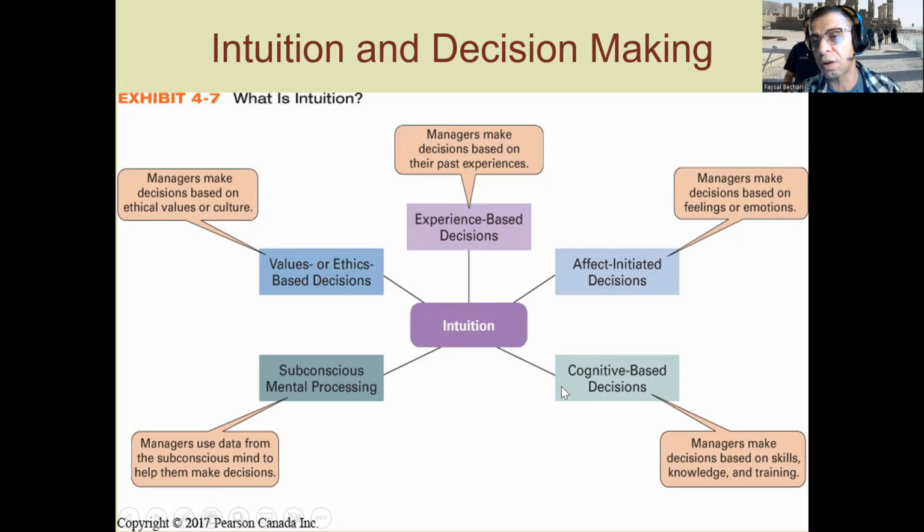The other basis is a cognitive-based decision, which we try to show, but most of the time we might not feel comfortable presenting it as an affect-initiated decision, so we want to make it a cognitive-based decision. That is where the manager makes the decision based on skills, knowledge, and training, and that can drive the intuition. And mostly apps like a DSS and ESS will be helping cognitive-based decision managers.